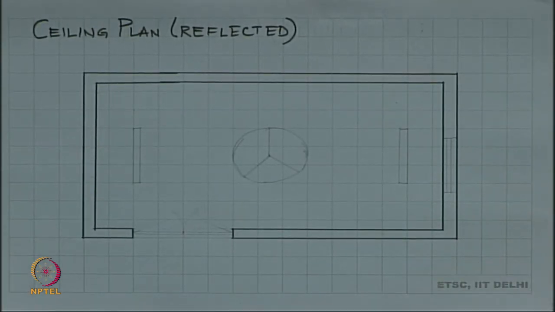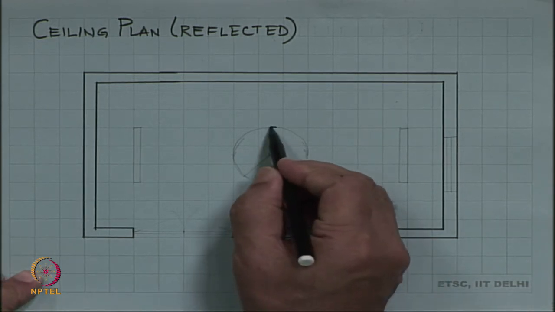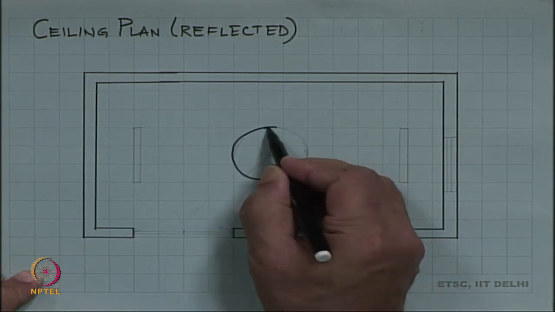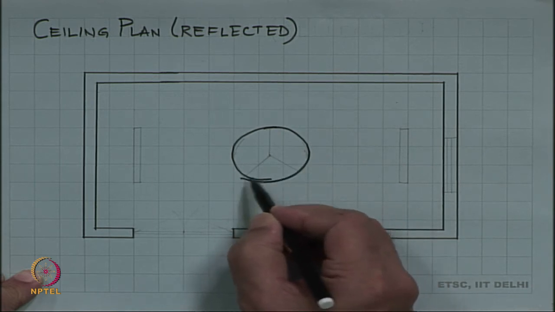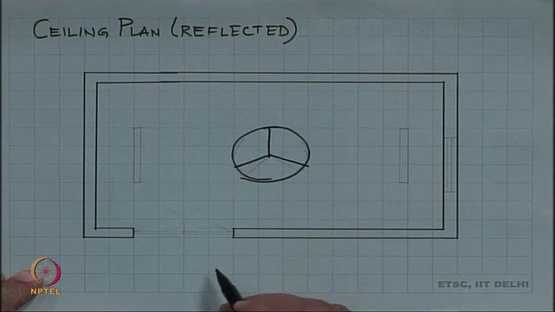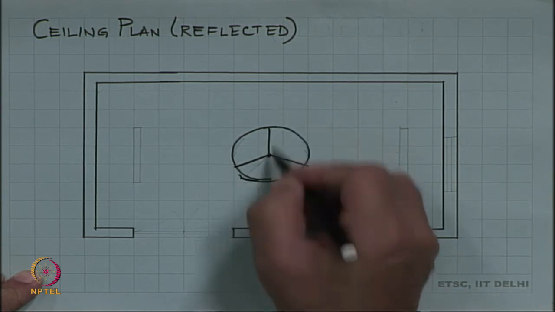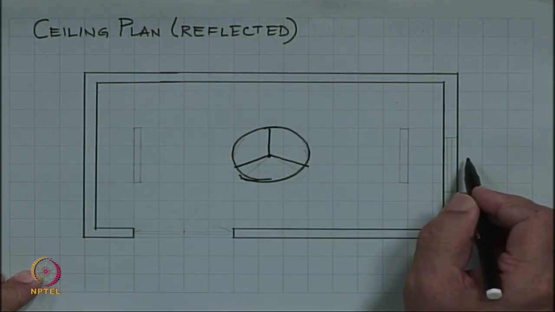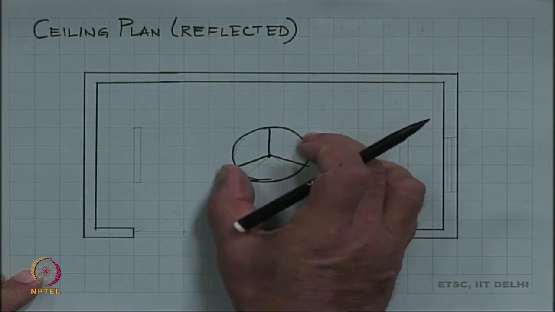The other type of view is a ceiling view or the reflected plan, which is what we would see if we were to look up and ask what is there on the ceiling. Now, a ceiling has several things on it. An example is a ceiling fan. Almost everybody has a ceiling fan. So, this is the symbol which tells you that at this point in this building, there is a ceiling fan of this much diameter.